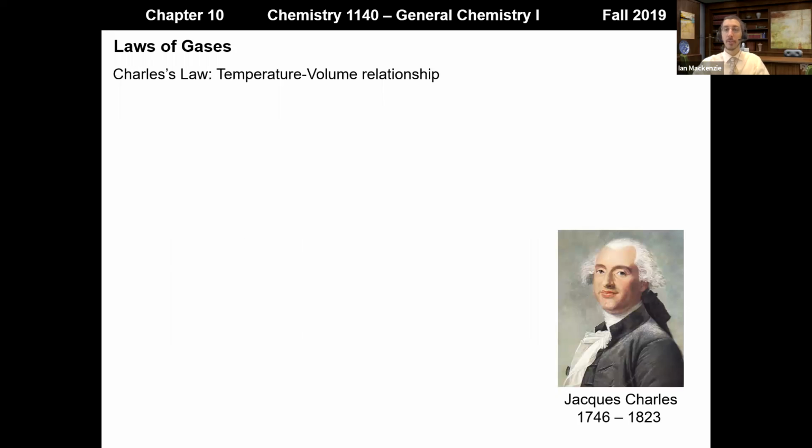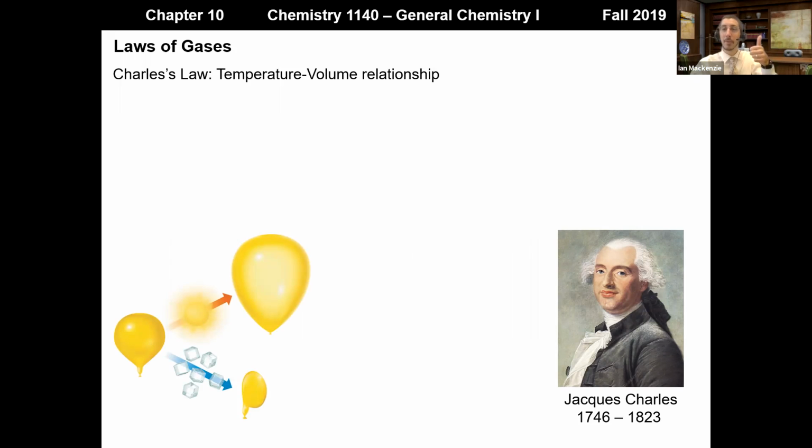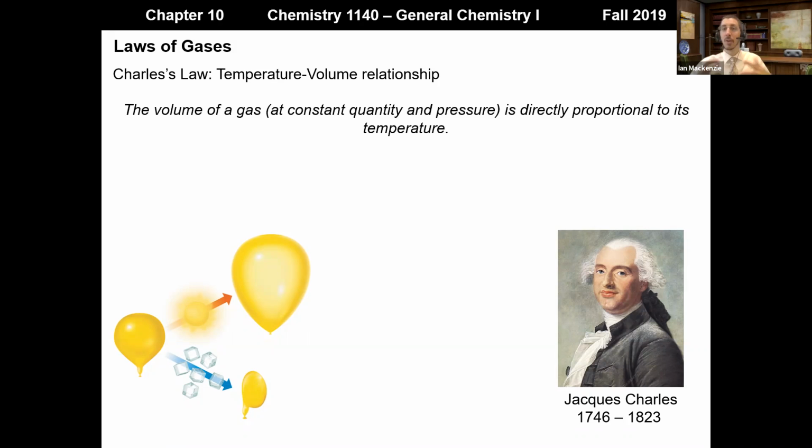So again, a little bit of history. Now we cross over the channel. Jacques Charles is a French scientist, and in the 1700s, he was studying gases as well and looks at the relationship between temperature and volume. Essentially, notice that if you increase the temperature, volume increases. If you decrease the temperature, volume decreases. Written out, what that essentially means is that the volume of a gas, providing that the quantity and the pressure are held constant, is directly proportional to its temperature.